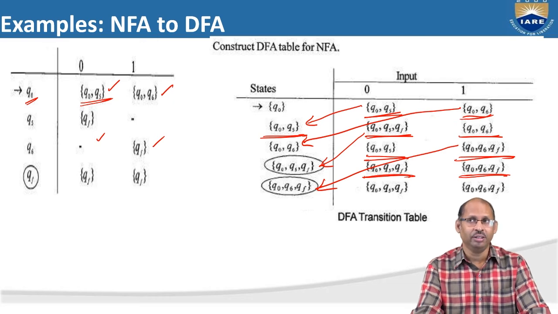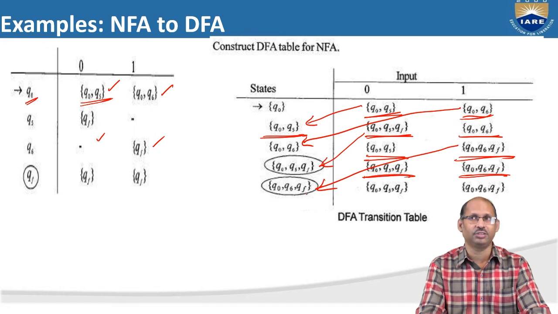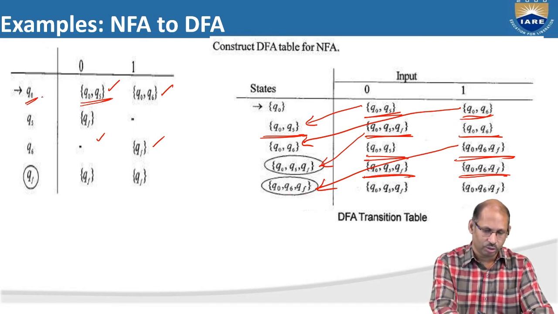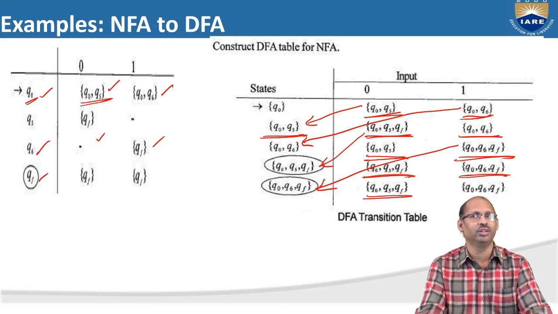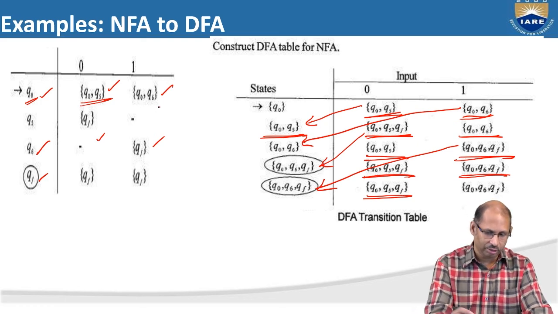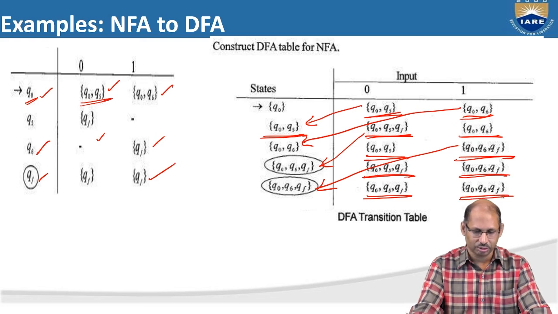Any new state there? No. So already we are considering. Now Q naught Q6 QF on 0 giving Q naught Q5 QF, on 1 giving Q naught Q6 QF.